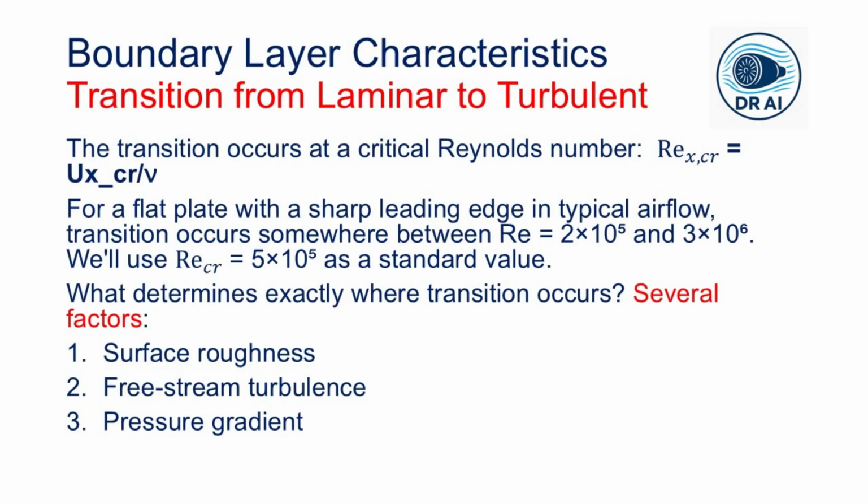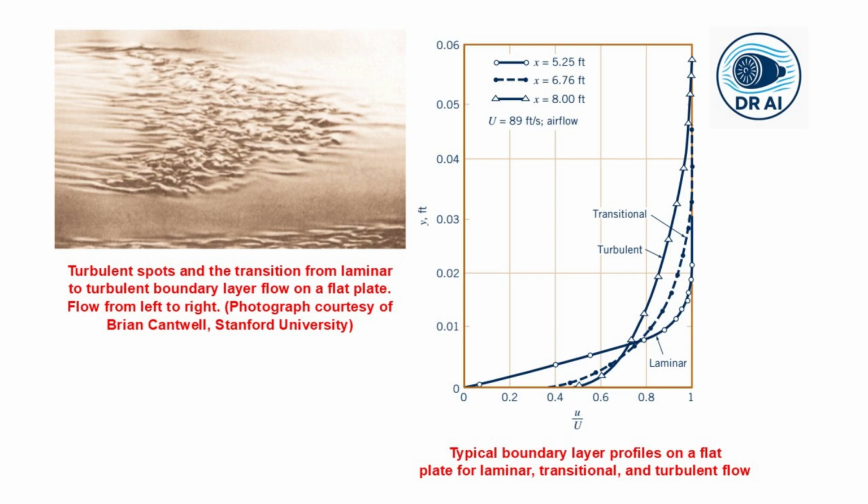So transition is not a single point, it occurs over a region. Turbulent spots appear randomly, grow rapidly as they are convected downstream, and eventually merge to cover the entire surface. This particular figure shows this beautiful process, with those turbulent spots looking like elongated wedges growing in the flow direction. Turbulent profiles are dramatically different from the laminar ones. They are flatter, have steeper velocity gradients at the wall, and produce thicker boundary layers.